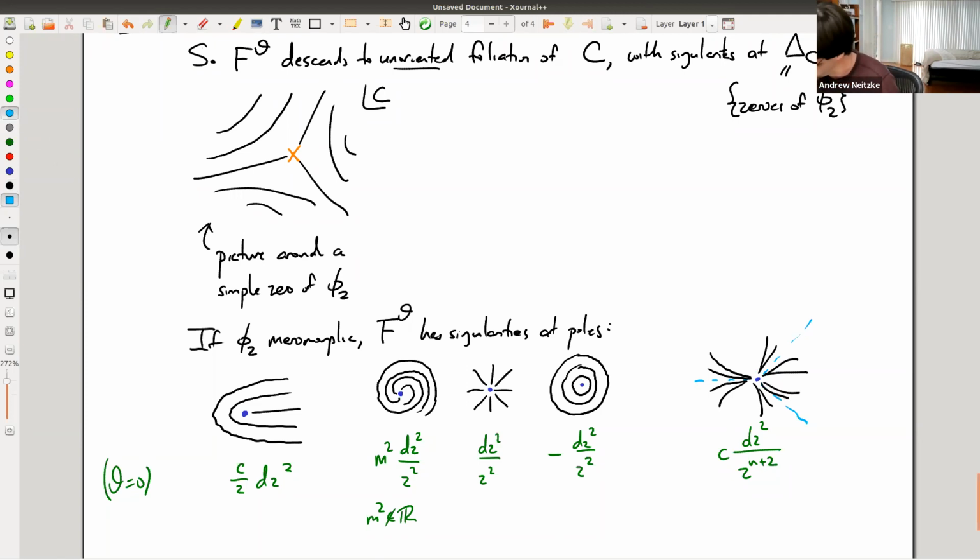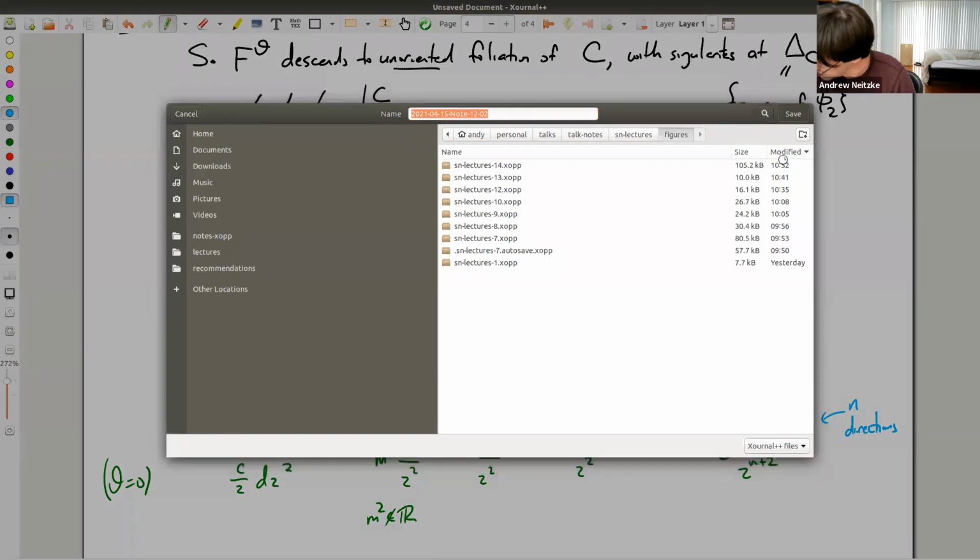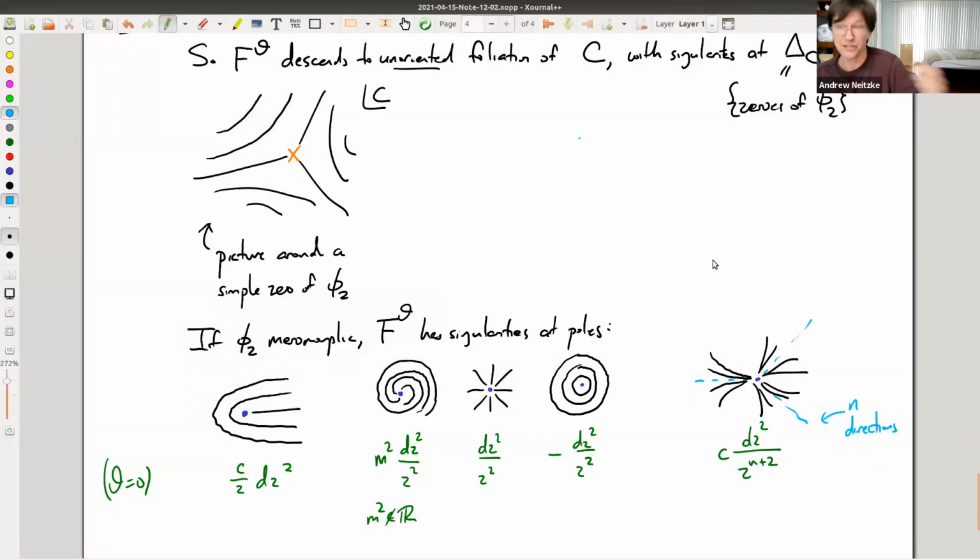So this was for a singularity of order n+2 of the quadratic differential. There's n asymptotic directions. So here I drew 3. Okay, so that's what this foliation is like. It's a regular foliation of the surface, except that it has some singularities at the zeros and poles of your differential. Okay, so it'll be interesting to think about what's the global structure that induces on the surface.